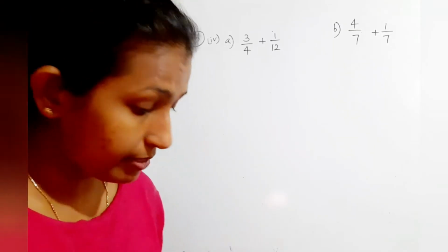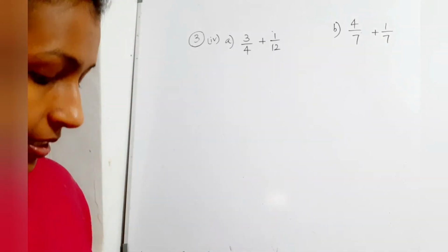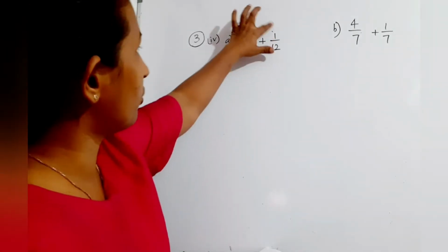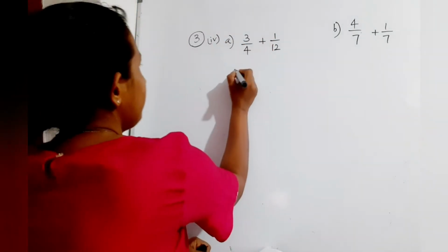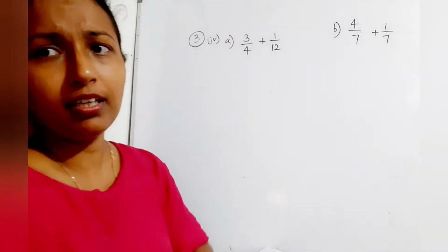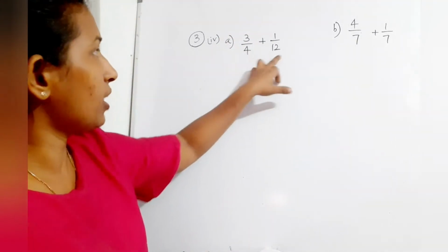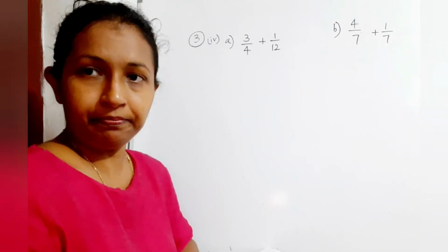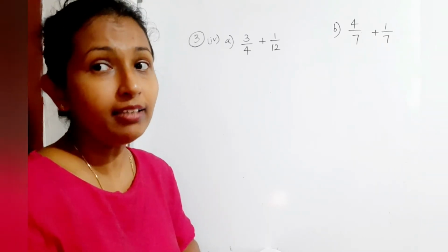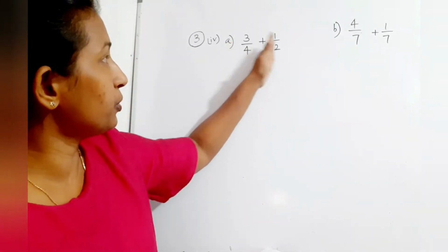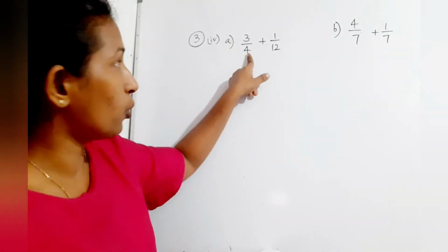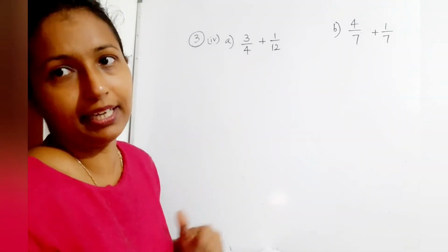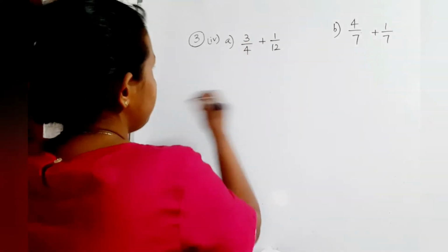Fourth part, you have to simplify. Addition of fractions and the subtraction is there. 3 over 4 and 1 over 12. Then here Putala, you can see the denominators are not equal. So you have to make them equal. How? Using the knowledge of equivalent fractions, you can convert this 4 to 12. Then you will have equal denominators.